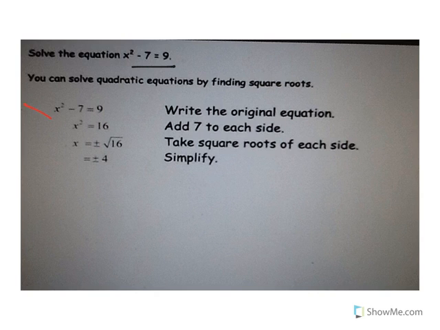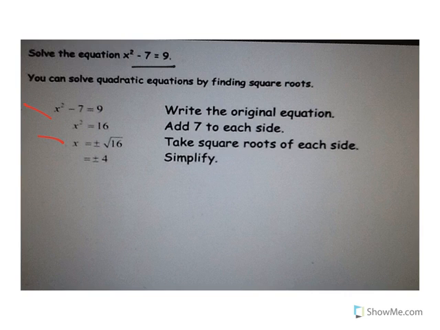So that's what's happening here. Moving over the minus 7 to the other side by adding 7 to both sides, you end up with x squared is equal to 16. And here's the key part. When you take the square root of x squared, you're going to end up with two possible answers on the other side: either the positive or the negative square root of 16.